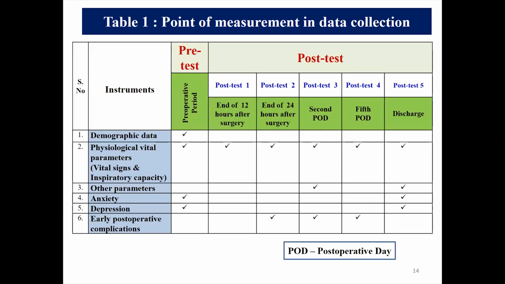This table describes how the data collection was done in different periods. The pre-test was conducted in the preoperative period, which included the instruments of demographic data and physiological vital parameters, which include vital signs and inspiratory capacity, and other parameters which consist of the length of stay, the amount of analgesics consumed, parenteral analgesics administered, and the demand for additional analgesia, including early ambulation. Anxiety and depression were measured in the pre-test and again in the post-test at the time of discharge. The early postoperative complications were monitored throughout the stay in the hospital in the postoperative period.